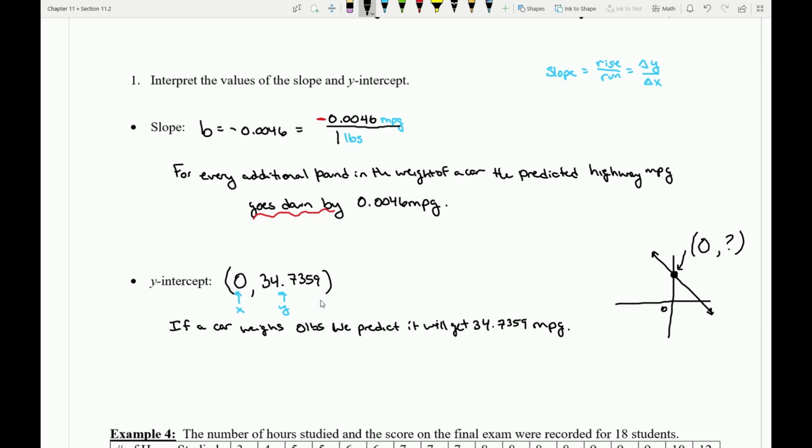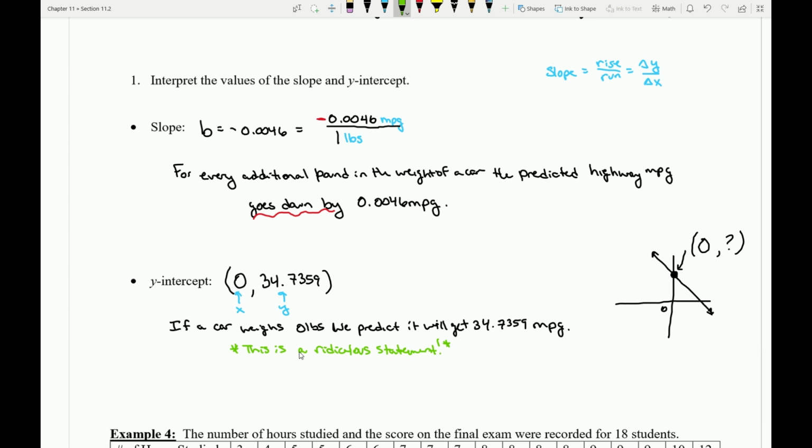Now, of course, if you read this sentence, you're probably scratching your head a little bit and going, what the heck do we mean by saying that a car weighing 0 pounds is going to get some sort of miles per gallon? This is totally ridiculous. In fact, I'm even going to write this down here. This is a ridiculous statement, right? I mean, this just doesn't even make sense. How could a car weigh 0 pounds and then get like 34 miles per gallon?